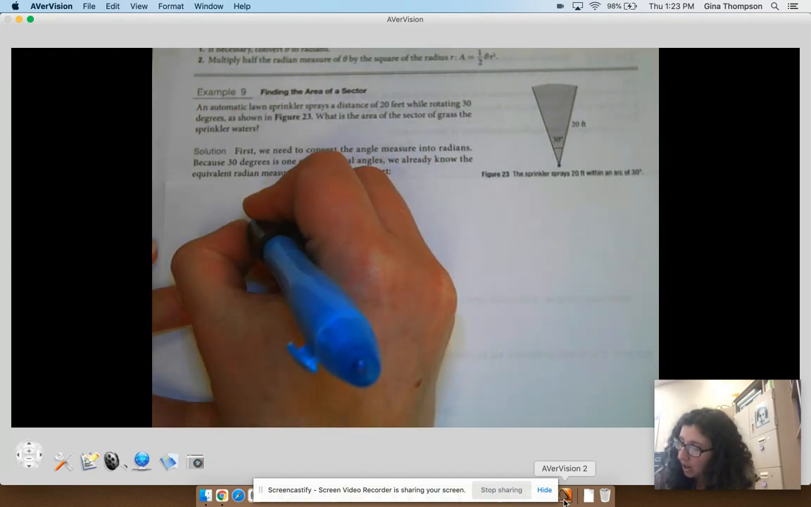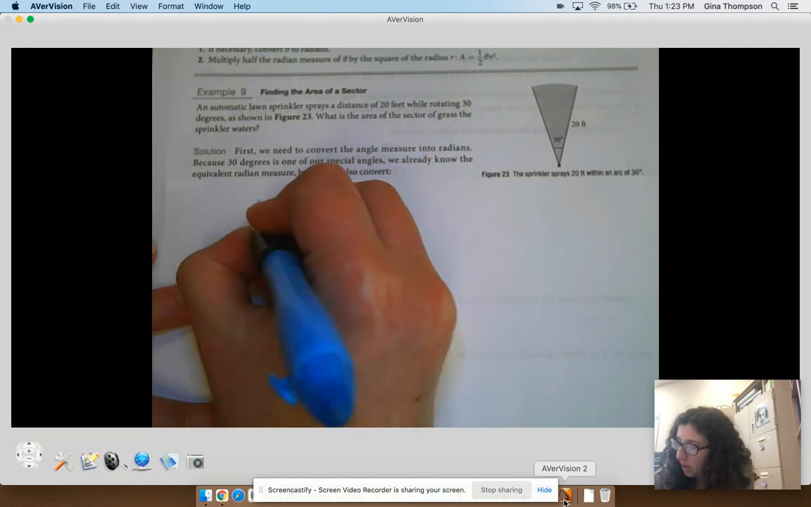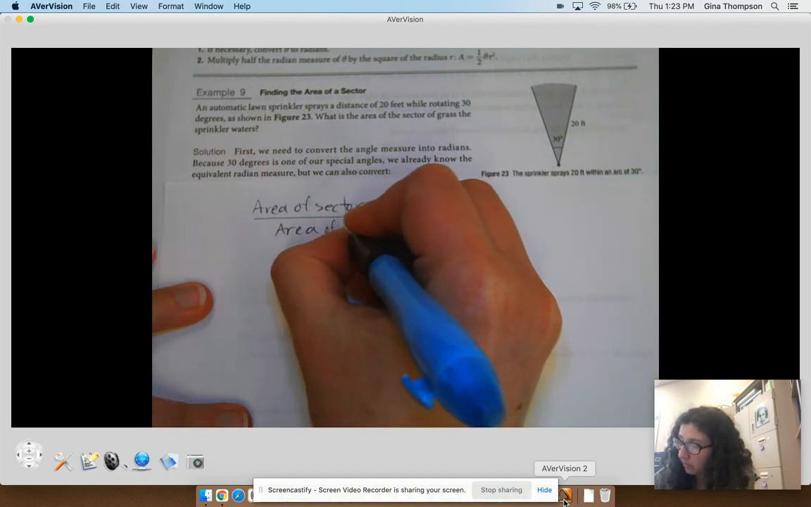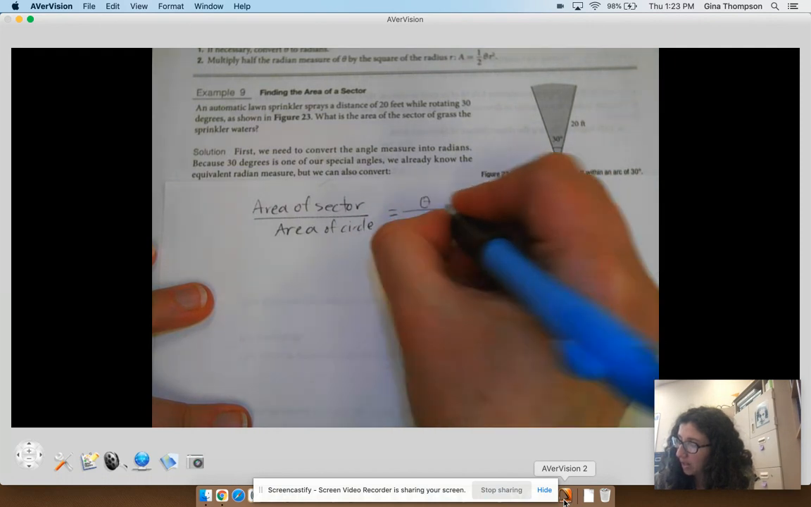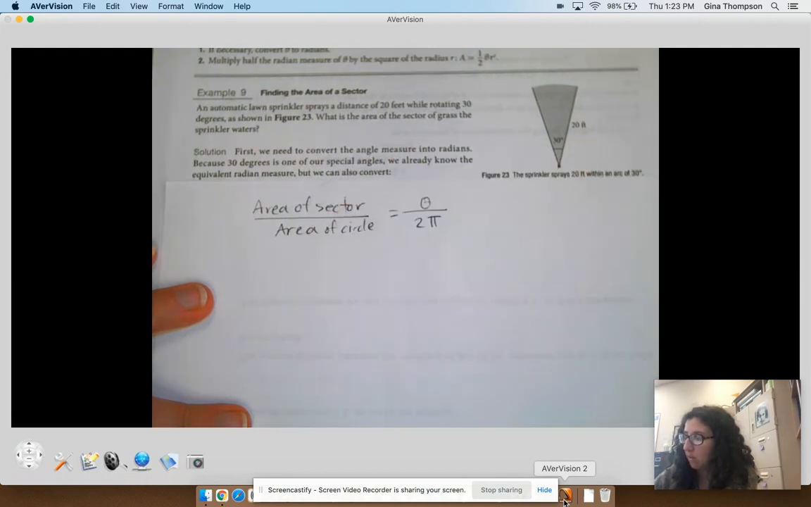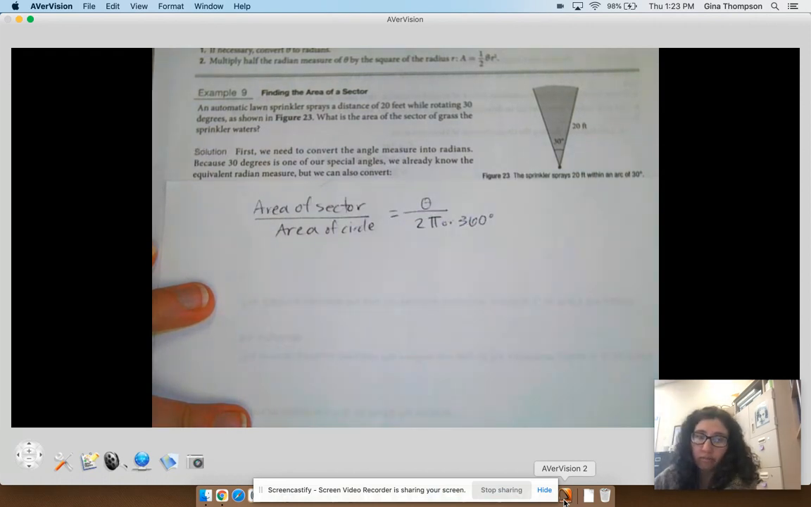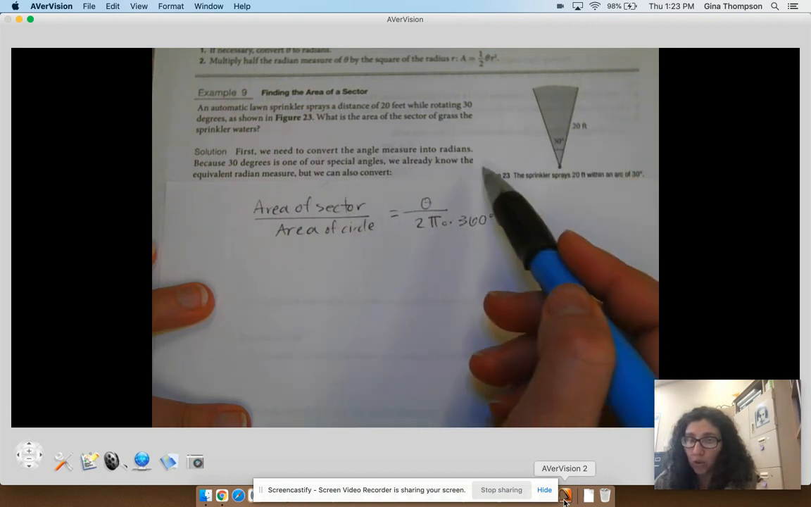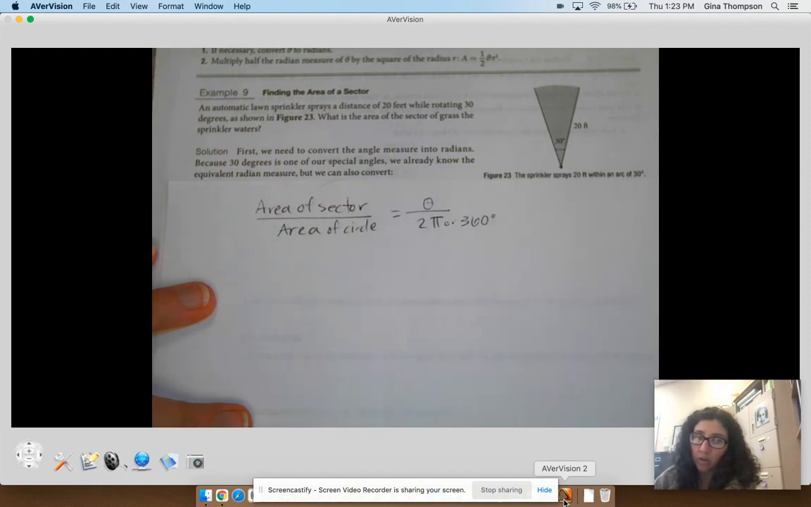So the area of the sector divided by the whole area of the circle equals the ratio of the angle that they give us to 2 pi, or 360 degrees. In this case, they give us it in degrees, right? The ratio of this area to the area of the whole circle is going to be the same ratio of this angle to the angle all the way around.